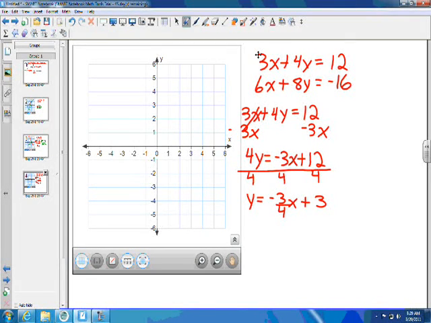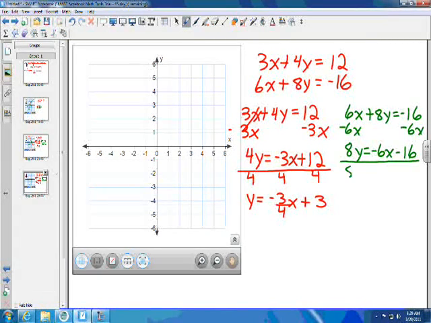And then solve the other one. y equals negative 6x minus 16. Divide everything by 8.